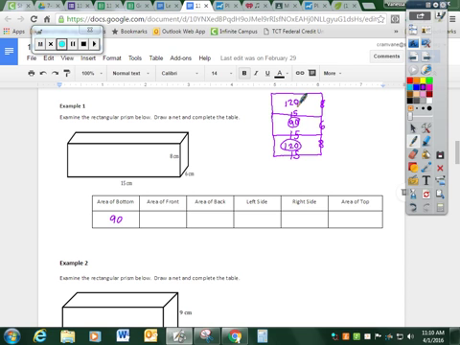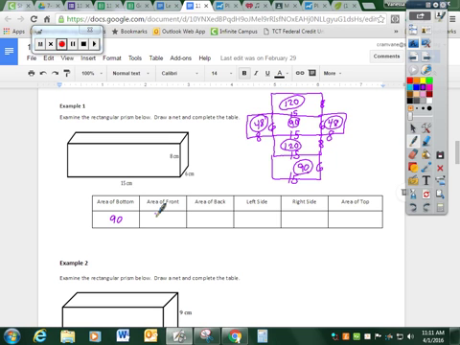Okay, so now we have 3 of our 6 faces. Now I would like you to unfold the sides. Okay, and the sides are 6 by 8. And 6 times 8 is 48. And now the last thing you have to do is unfold the top, which is 15 by 6, which is 90. So now I'm going to fill out the rest of my table.